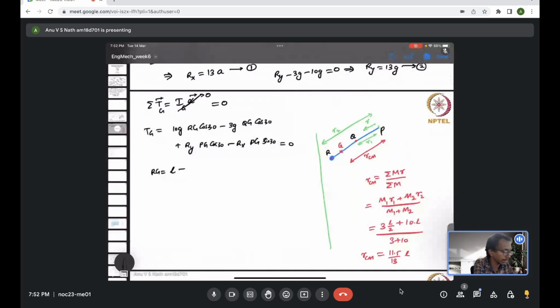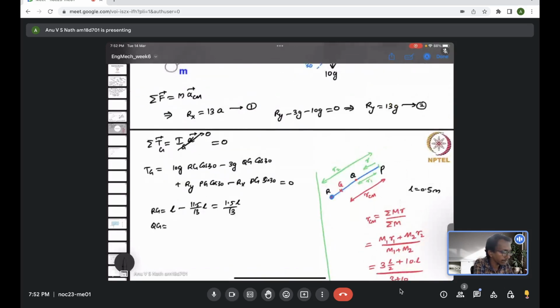Minus, and the G is located 11.5 by 13 L. So if you do that, you will get 1.5 L by 13. And L you can substitute always. L is given as 0.5 meter. I am not substituting that, you can substitute.